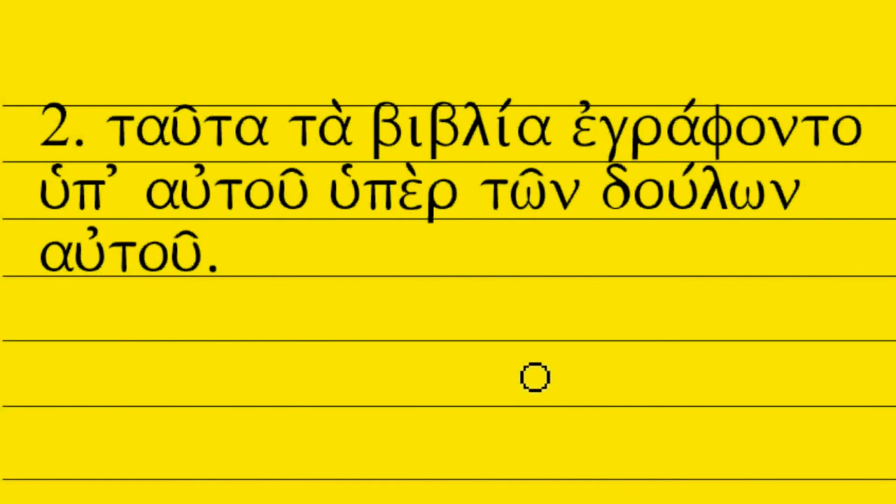Next exercise. These books were being written by him in behalf of his servants. These books were being written. So tauta ta biblia. These, the books, neuter, new vocabulary word. This is, of course, the nominative, tauta ta biblia. These words were being written. Now I use the plural ending, egraphonto.